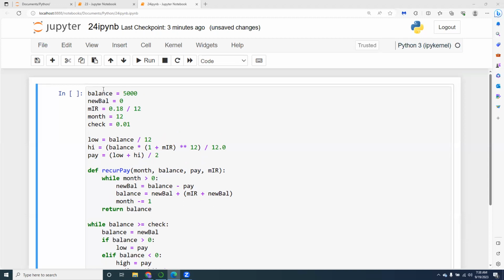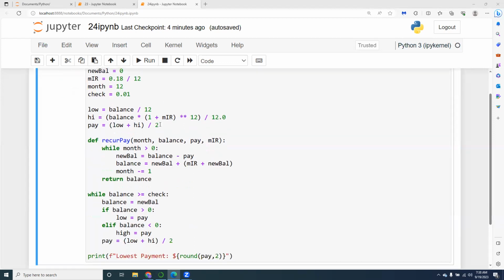But from the top, balance stays at 5,000. I set the variable for the new balance to be 0. Monthly interest rate is the annual interest rate of 0.18 divided by 12. I'm going to do another counter for my base case here. So I'm going to set it to 12, and then I'm going to put a check in at 1 penny just to make sure it's the lowest amount here.